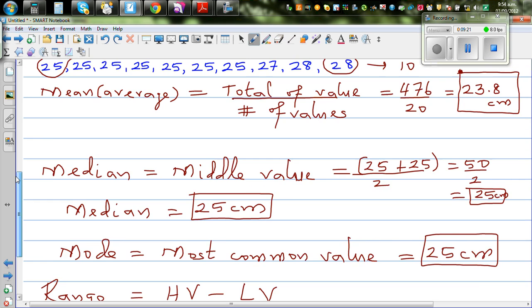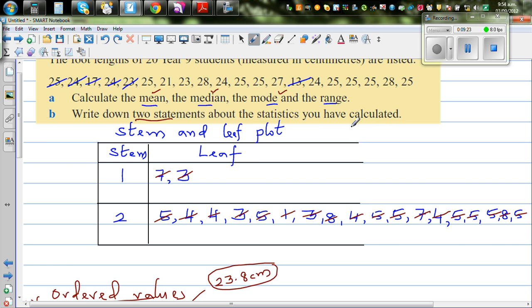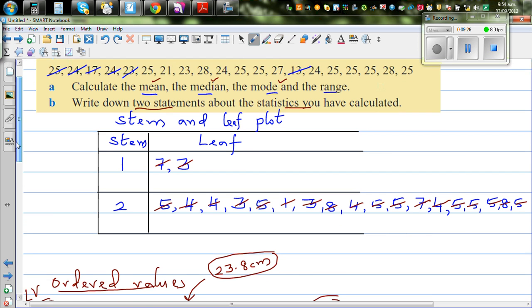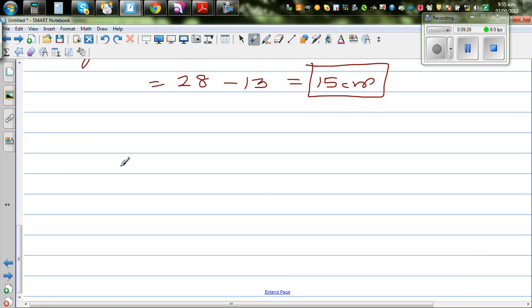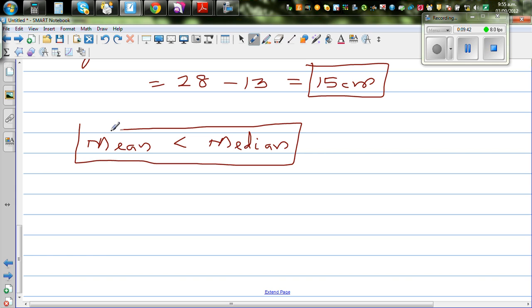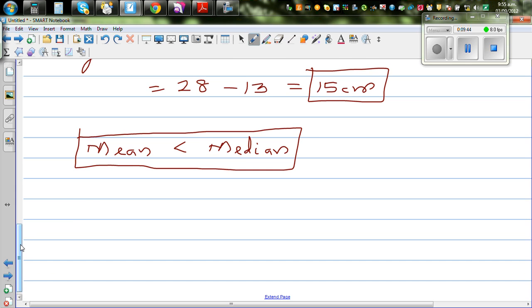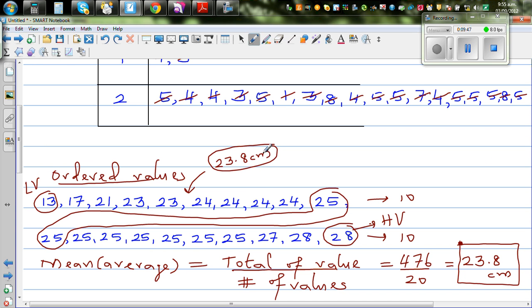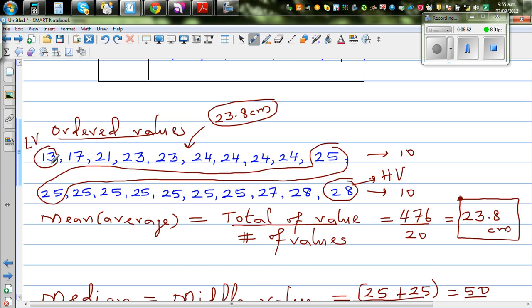And finally, we want to write two statements about the stats you have calculated. One thing that's very clear is the mean is less than the median. Ideally, mean and median should be almost the same. But here, the mean is not coming in the middle. What's the reason? It is because it is affected by this 13, which is far away from most of the data, or 13 and 17.